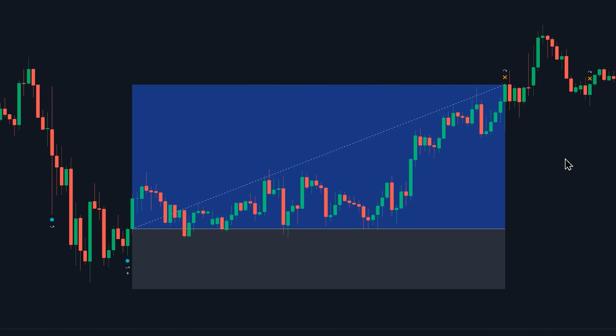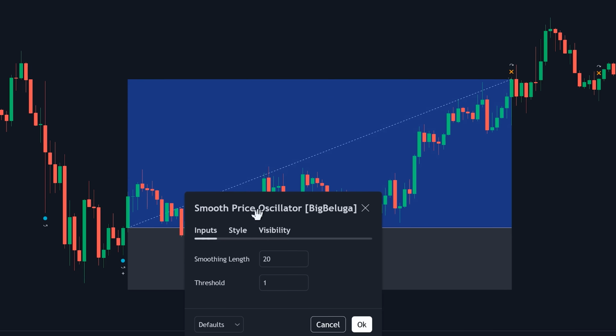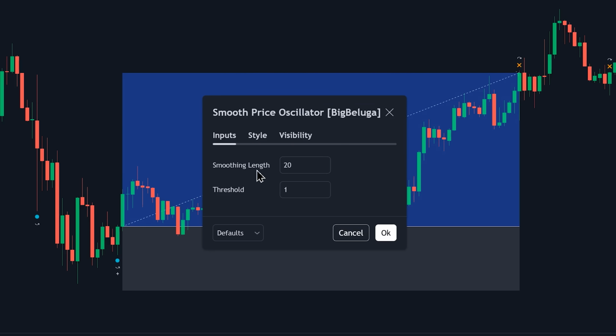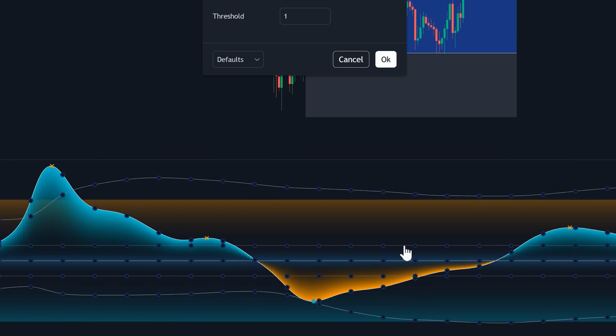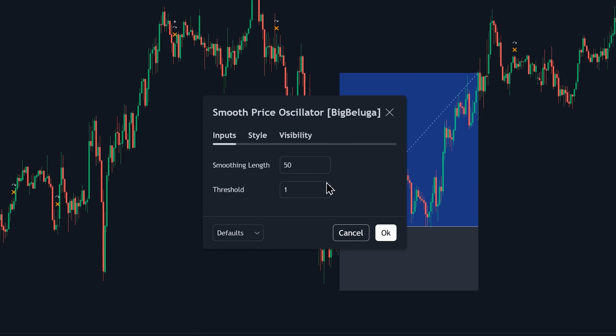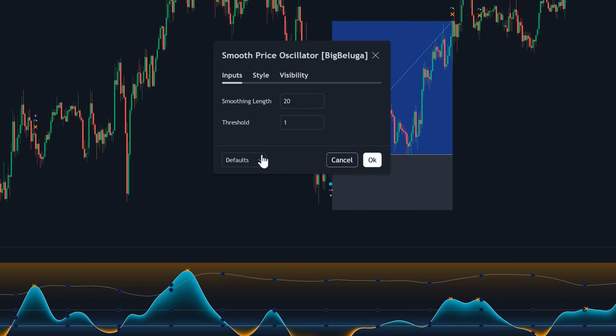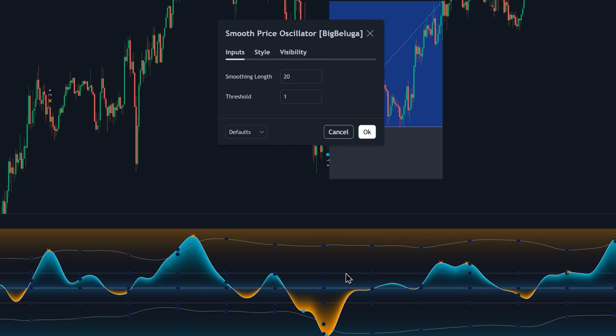Finally, looking at the settings of this indicator, you can see that we can change the smoothing length. If we put a higher number like 50, we can see that the indicator is now going to capture longer-term trends in the market. So I think the default value of 20 is what I'm going to go with. Now, I'm not really going to be using these threshold levels, so I'm not going to be changing this number.